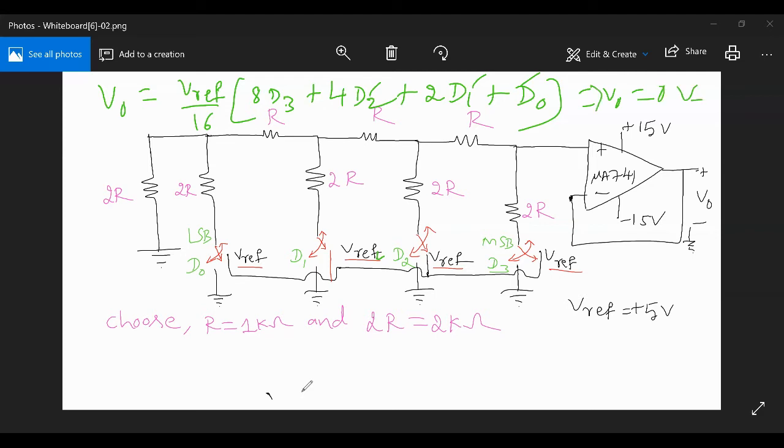For example, now you go for the next input. So 0, 0, 0, 1. Now this is 0, this is 0, this is 0, this is 1. Third component becomes 0, so only D naught is 1. Now V naught equal to V reference, which is 5, by 16, and this complete factor is 1 for this case, right? So 5 by 16 is the theoretical analog output. Like this, you could use this equation for all the possible input combinations to get the theoretical analog output.